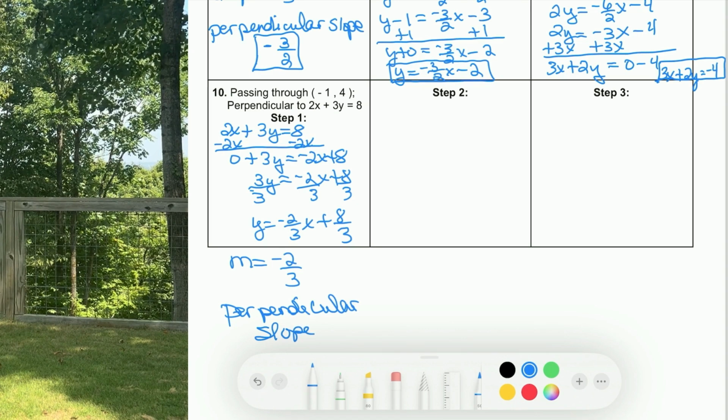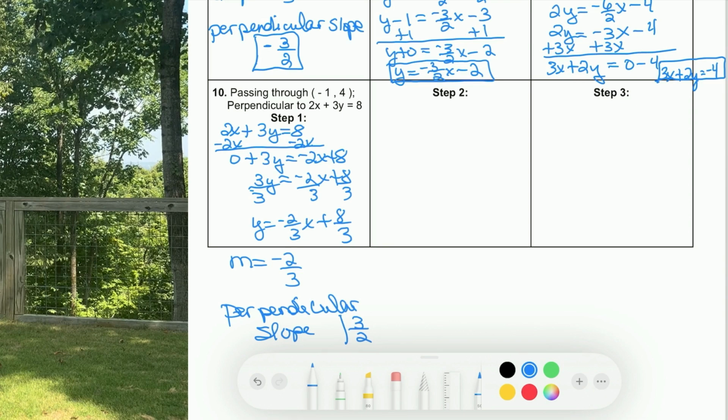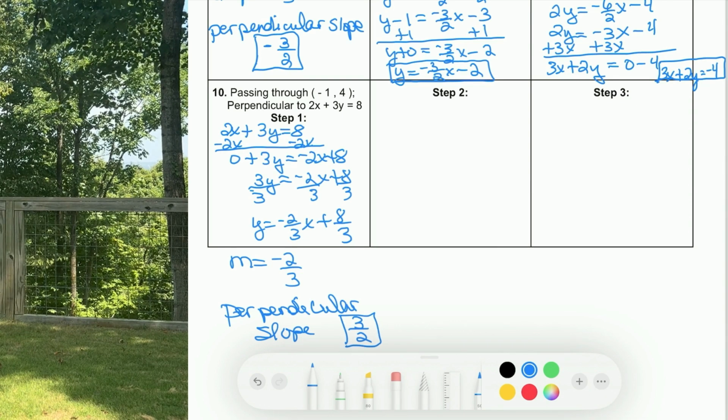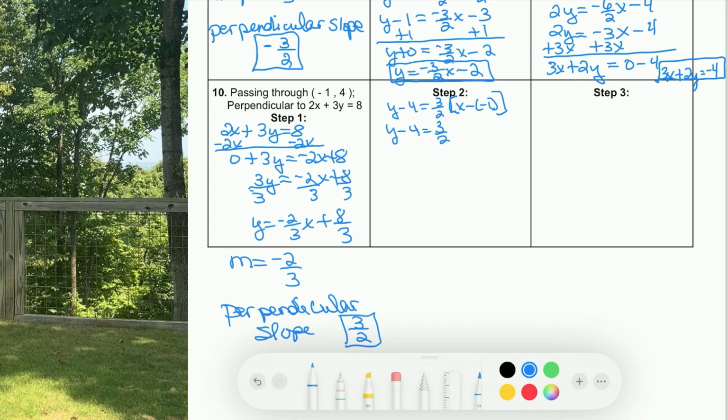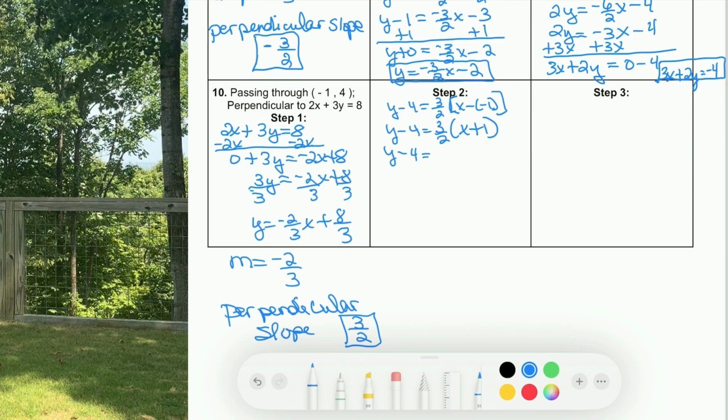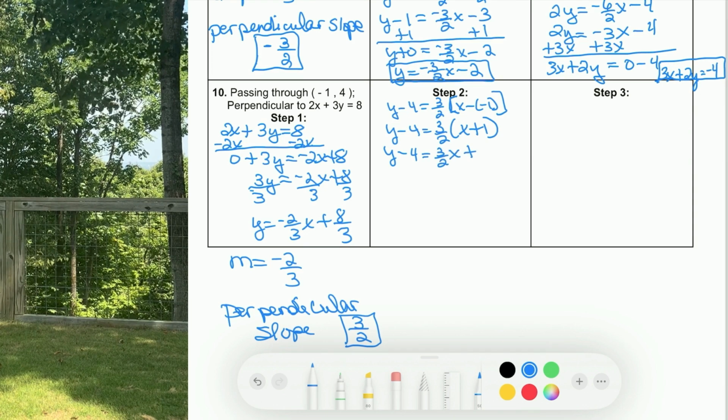So our perpendicular slope, we have to flip it, so 3/2, and we have to do the opposite sign. Our original slope is a negative, so this one's going to be a positive. This is the one we're going to use. So y minus 4 equals 3/2 times x minus a negative 1. So I end up with y minus 4 equals 3/2 times x plus 1. y minus 4 equals 3/2 x plus 3/2, because 3/2 times 1 is 3/2. Now I'm going to add a 4 to both sides.